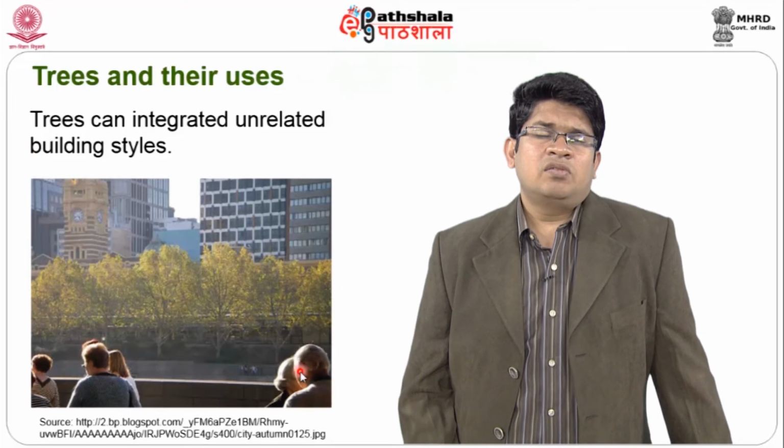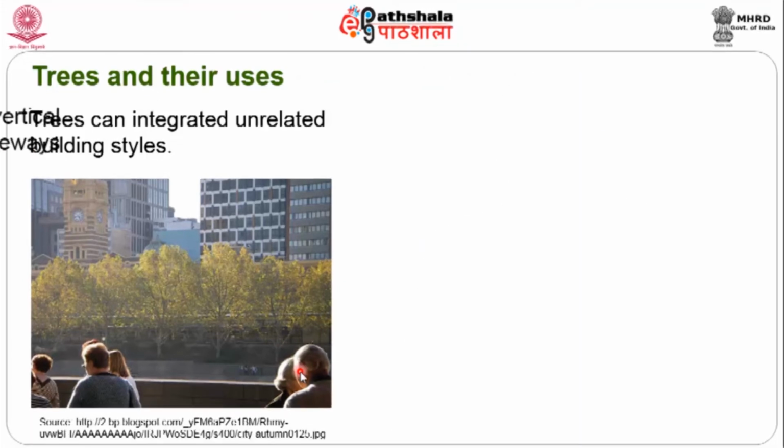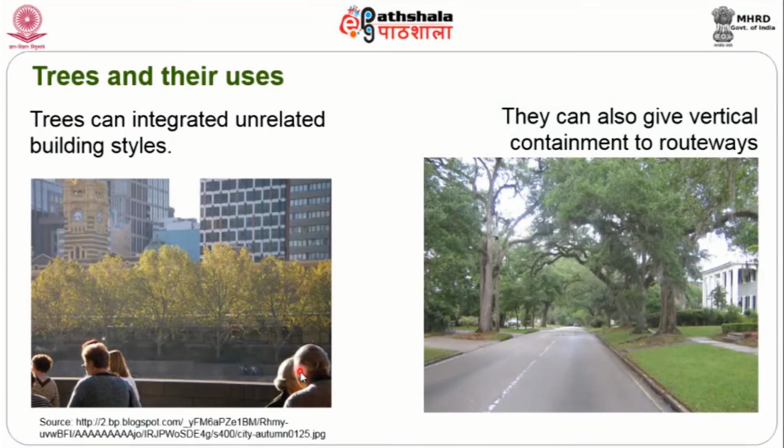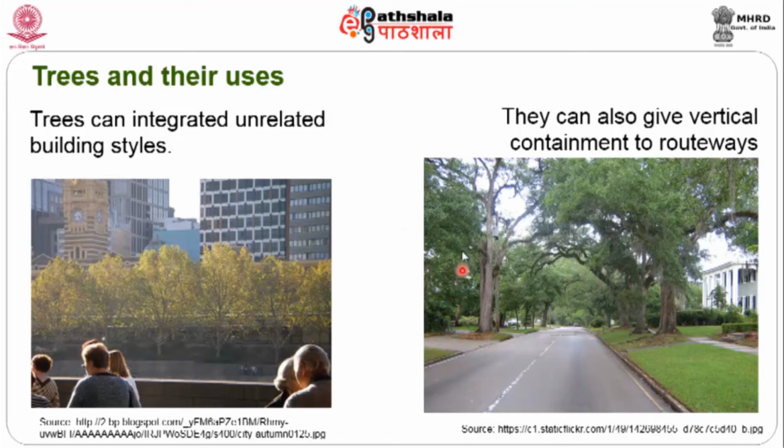So another very interesting way of looking at trees is that they can give vertical containment to routeways. Because of their sheer scale and the verticality they bring, in terms of the vertical proportion, like the width of the road to the height of the trees, we could try and give a lot of verticality to a particular routeway.